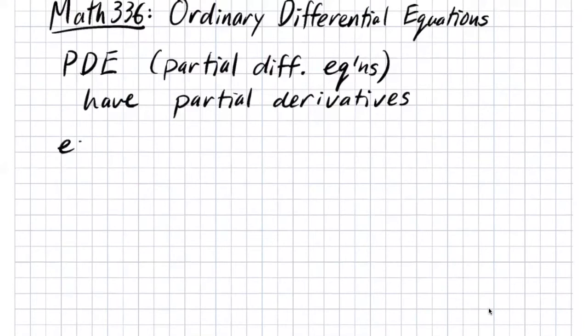So, for example, we can have the heat equation. The heat equation is going to tell us how the temperature in some body is diffusing. So if a hot part is near a cold part of this object, then the hot part will get colder and the cold part will get hotter because they're spreading the heat out between them. So how does the temperature of this object change over time?